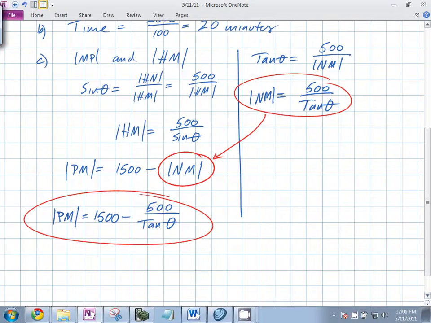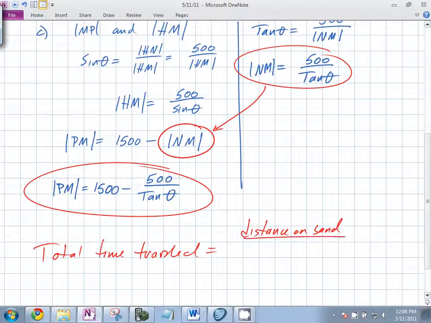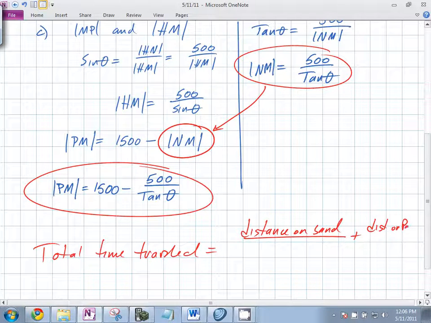So do we now have both distances in terms of just theta? Yeah. Total time traveled is equal to distance on sand divided by what? Plus distance on pavement over what? Distance on sand divided by 100 and distance on pavement divided by 300. Do we have both of those distances?